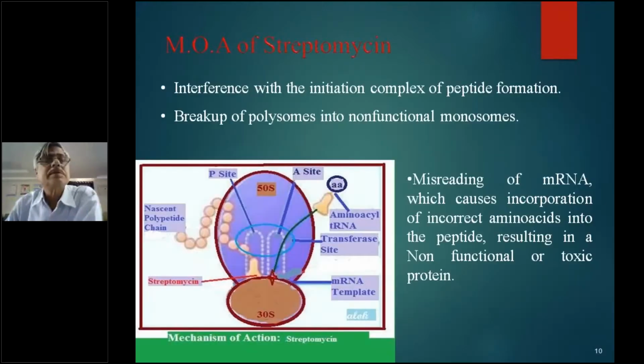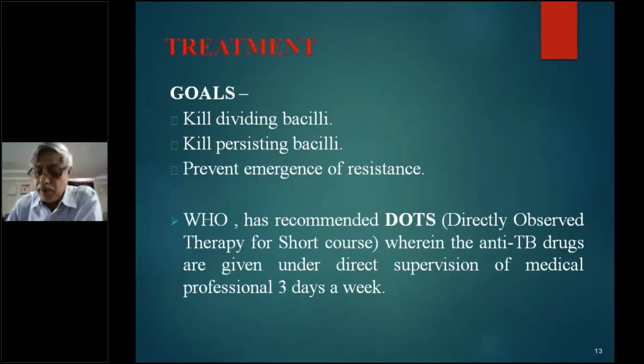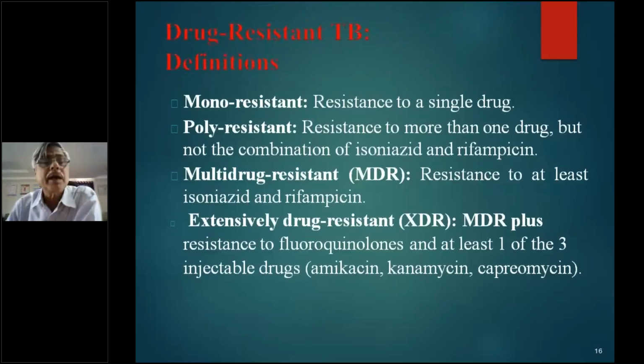So resistance is important because so many cases are coming up, for so many reasons I told you. Multi-drug resistance is resistance to at least isoniazid and rifampicin. Extensive drug resistance is MDR plus resistance to fluoroquinolones and at least one of the three injectable drugs. The three injectables, amikacin, kanamycin, capreomycin, are actually second line drugs. The first line drug is streptomycin. They also belong to the same group, amikacin, kanamycin, capreomycin.